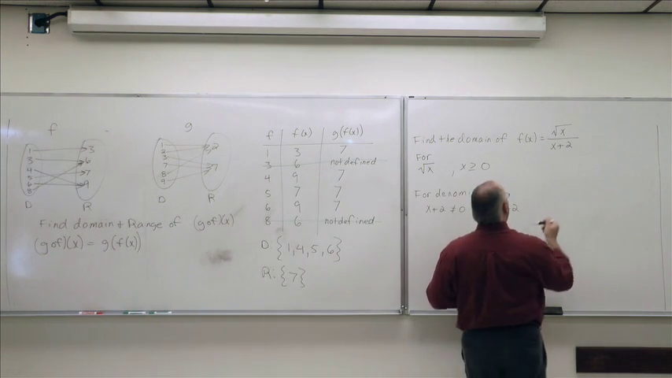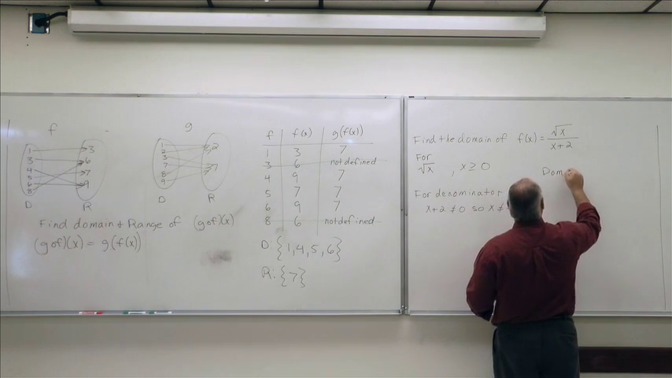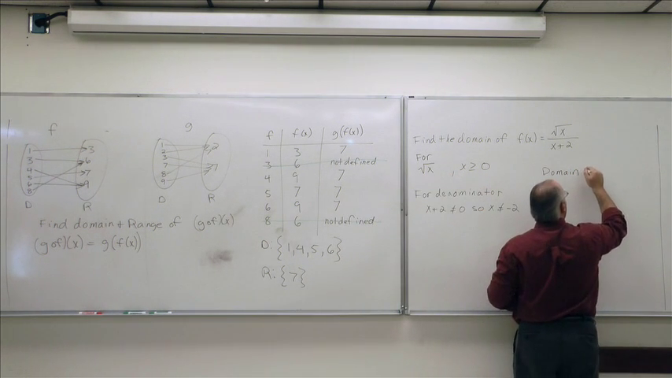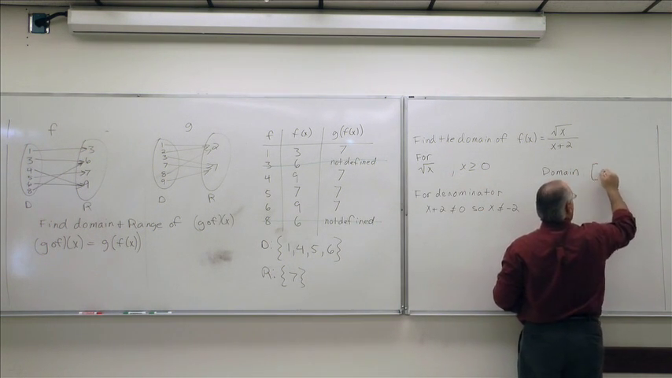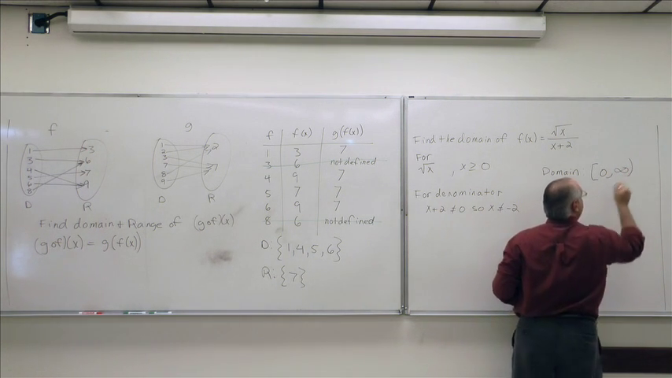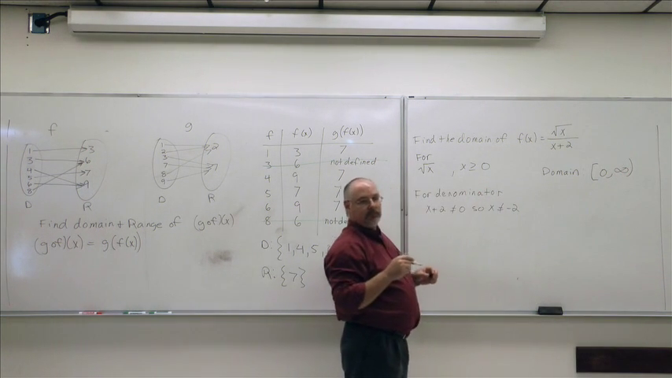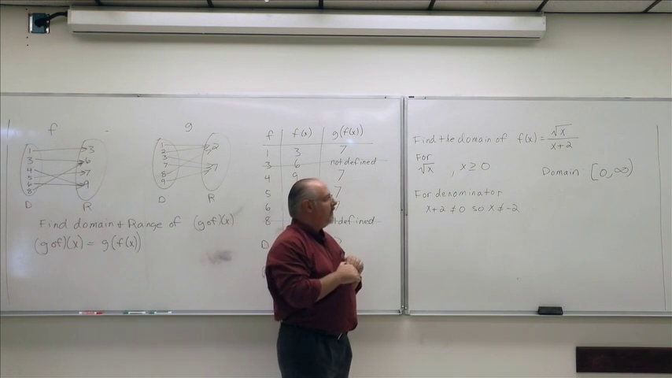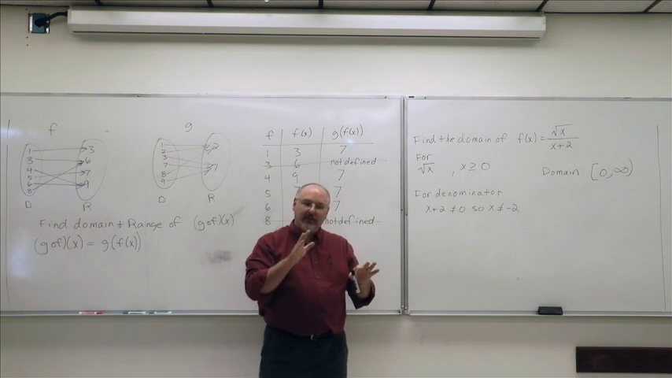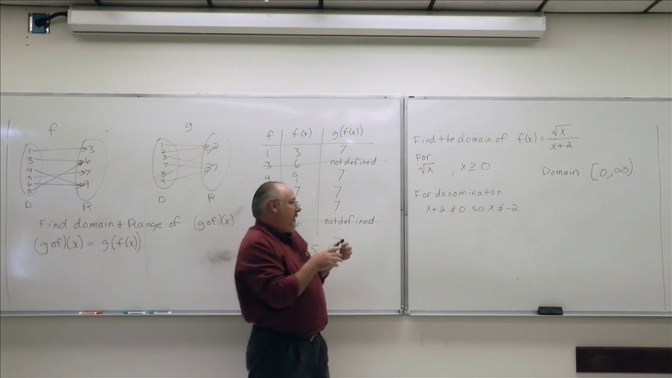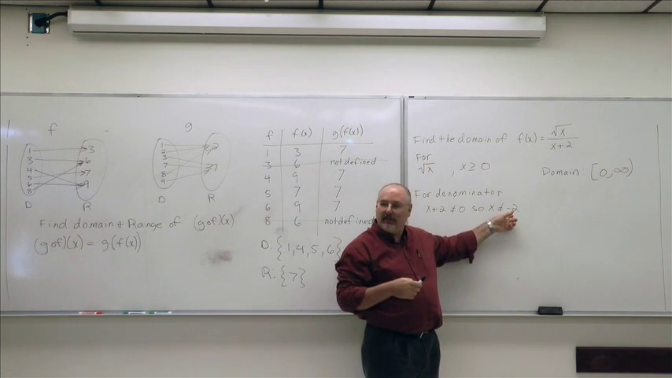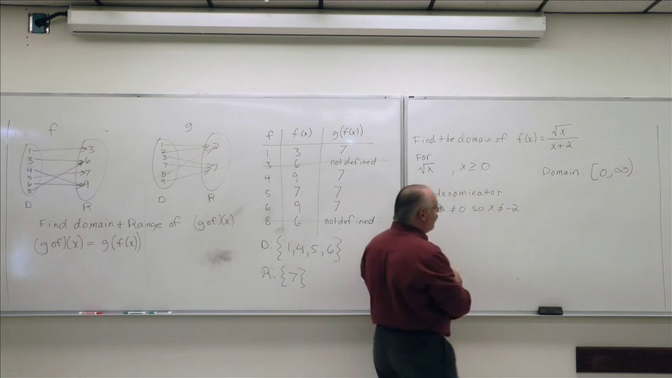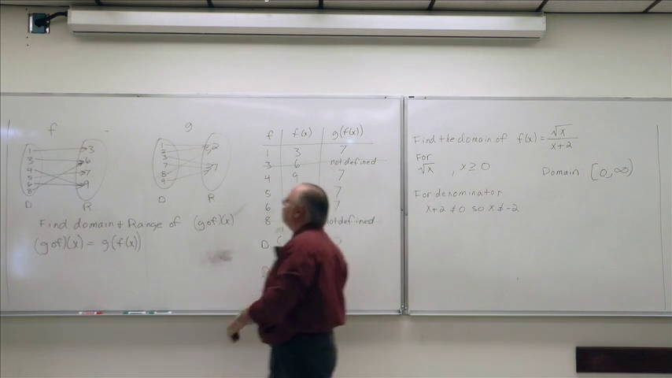So your domain is still 0 to positive infinity. Should be parentheses 0 to... Well, bracket, 0 to infinity. Right. So sometimes this restriction doesn't matter, and that's what threw you off. Yeah. All right? Now, what if we change the problem?